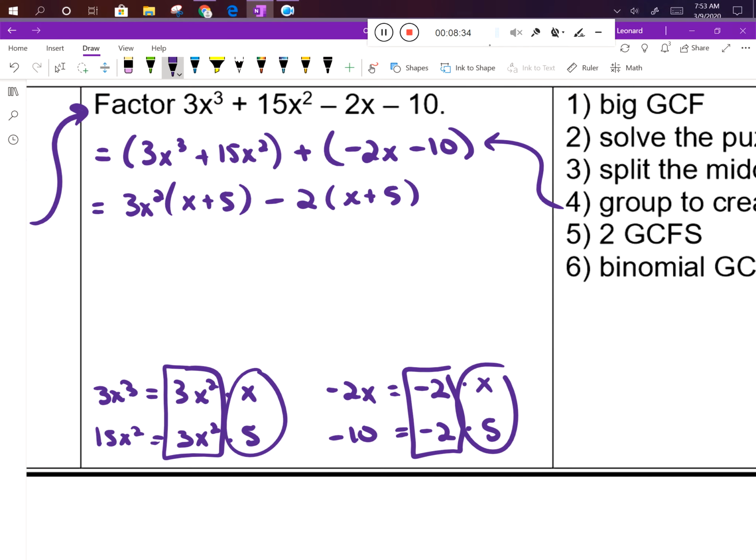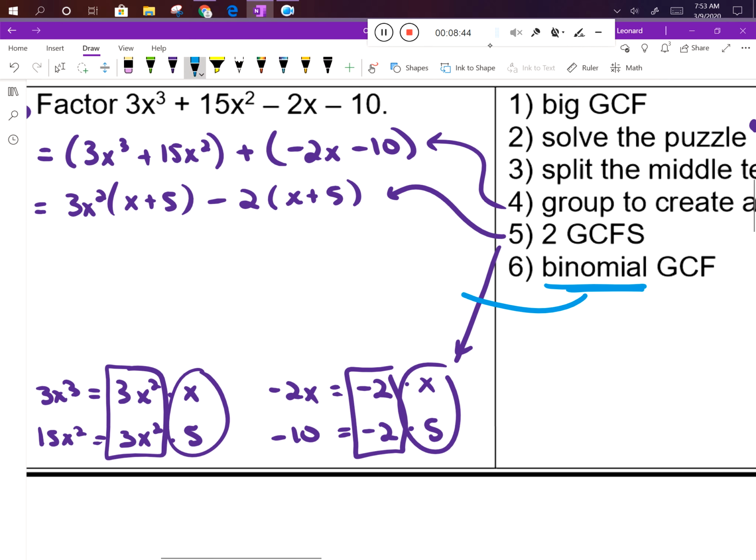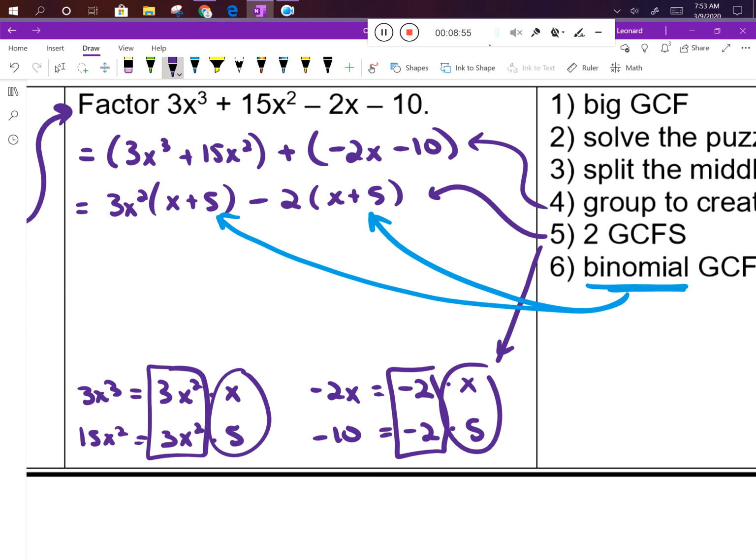All right, then there's a binomial GCF. The binomial GCF is what binomial do they have in common? And notice both the first half and the second half have an x plus 5 in common. So we can actually factor out the GCF of x plus 5. Well, when I take the x plus 5 from the first term, that leaves me with a 3x squared. And when I take the x plus 5 from the second term, that leaves me with a minus 2.